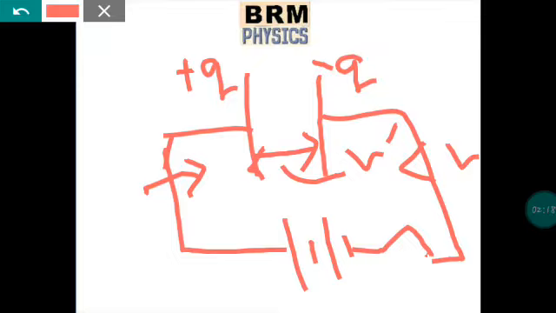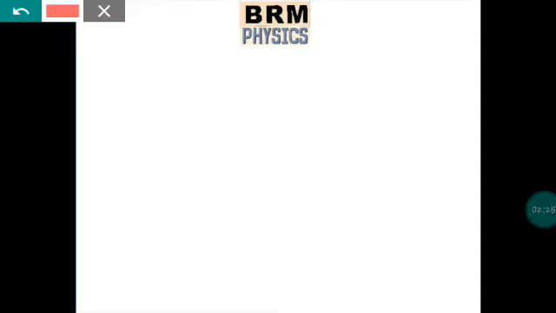But first of all we should understand how the battery is working, and that the work done is considered as electrostatic potential energy. Let's see.